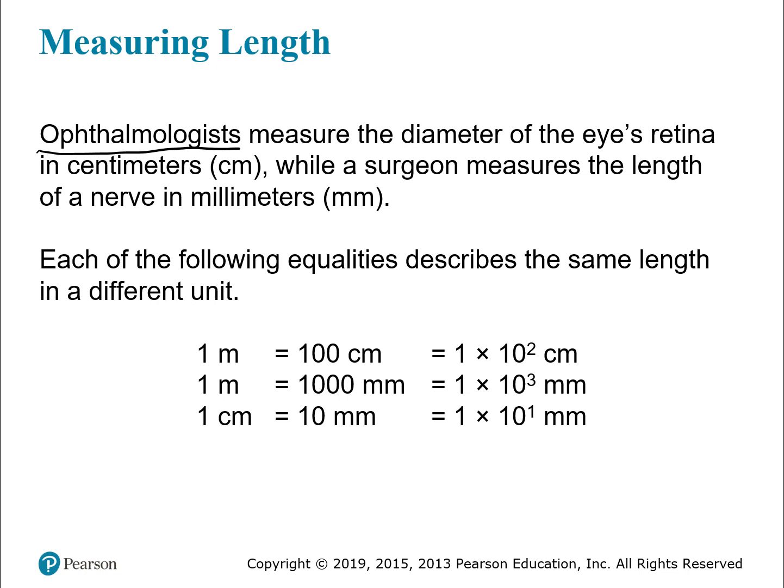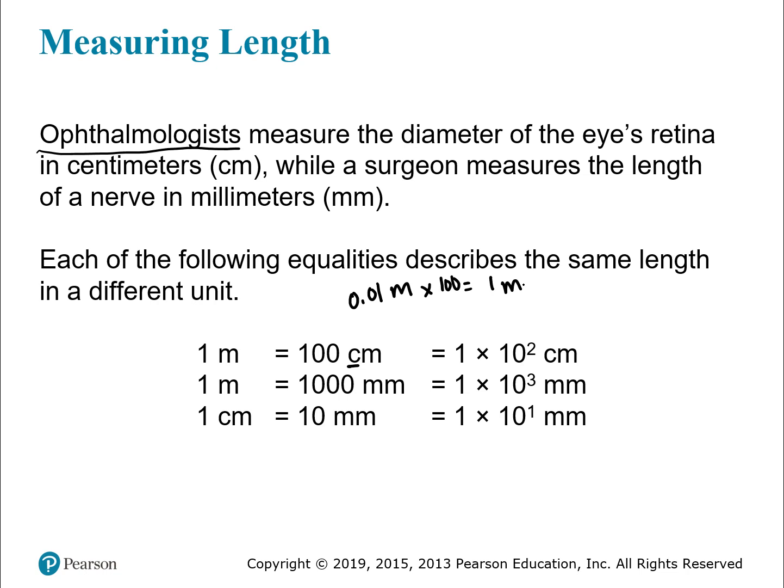Okay? So we've got 1 meter is equal to 100 centimeters. You can get that directly from the chart, right? Because centi means 0.01 meters. So if you want to have 1 whole meter, you have to multiply by 100. And that gives you 1 meter.